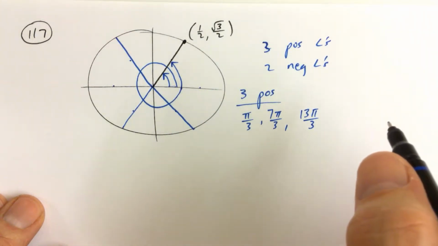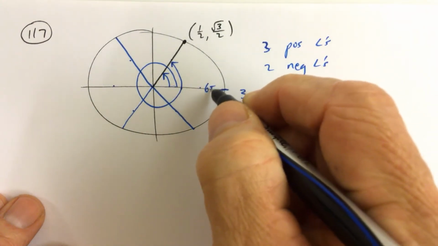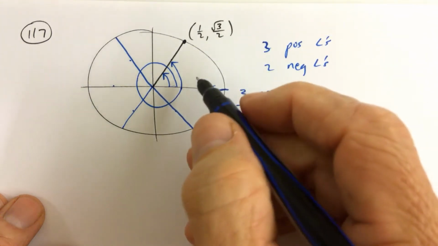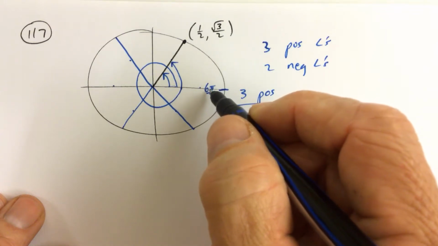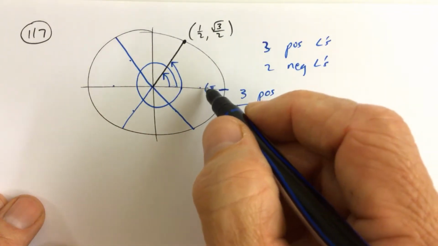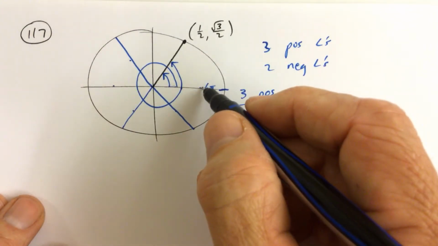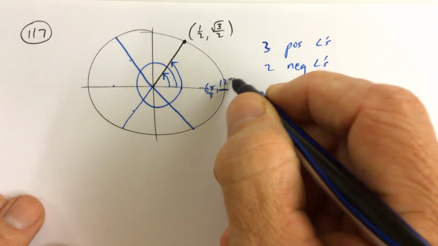Now, how could we streamline that? Let's think about this for a second. If this is 6 pi over 3, then every 2 pi, which is 6 pi over 3, every time we go one time around, we go 6 pi over 3s. And then another time around, 6 more pi over 3s. So we go 6 pi over 3, 6 more is 12 pi over 3.